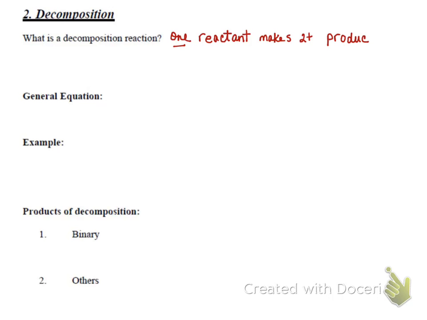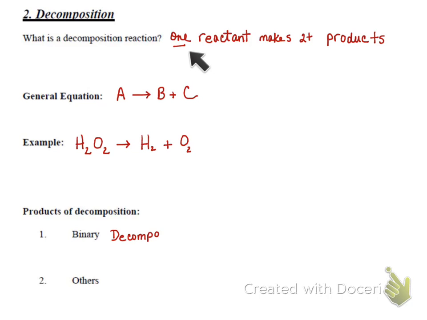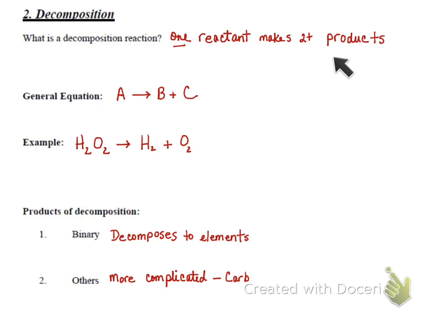The decomposition is exactly the opposite of synthesis. It's where a single reactant, one reactant, falls apart and it makes 2 or more products. So it's pretty easy to recognize because it always has a single reactant over here on the left, and then typically 2, sometimes more products. So one example is hydrogen peroxide, which falls apart and makes its 2 elements, hydrogen and oxygen.